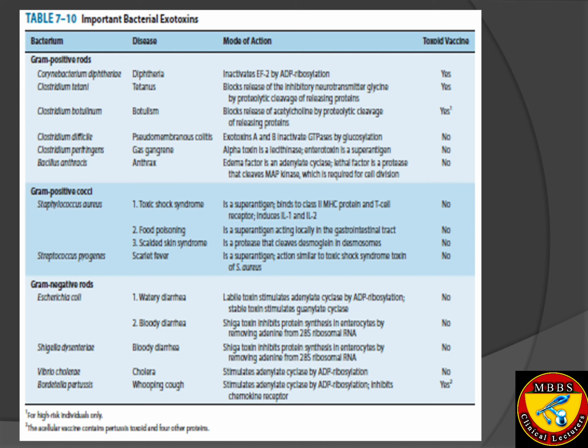Clostridium perfringens is another Clostridium which produces a toxin causing gas gangrene, and alpha toxin is also an enterotoxin, and it acts as a superantigen. Then Bacillus anthracis causes anthrax or inhalational anthrax, and in this one, edema factor is an adenylate cyclase, and there is also a lethal factor, which is a protease. It cleaves the MAP kinase, which is required for cell division. So these are the modes of action.